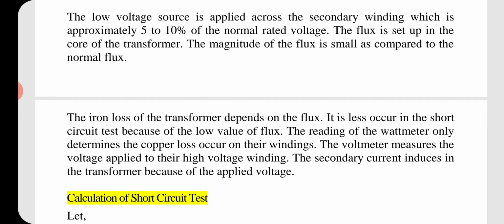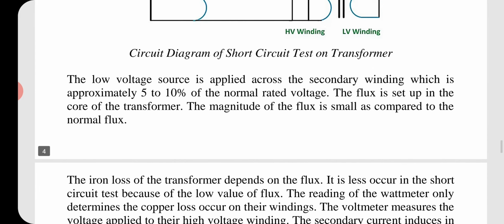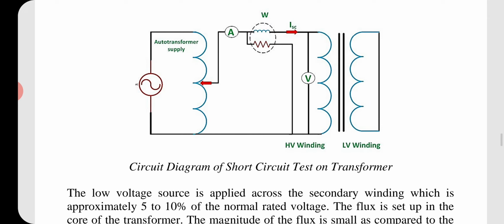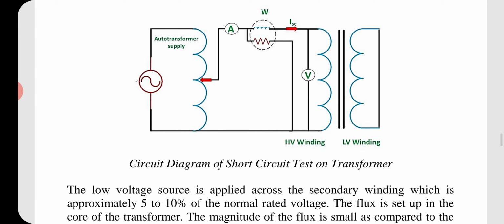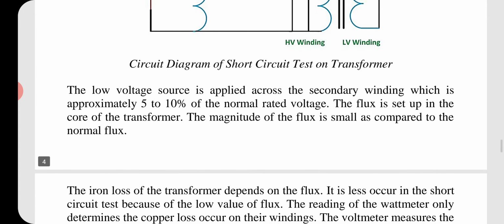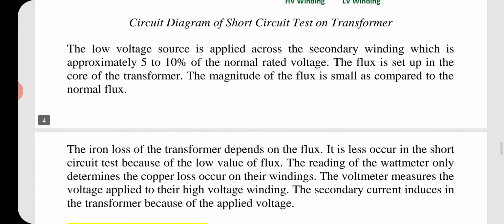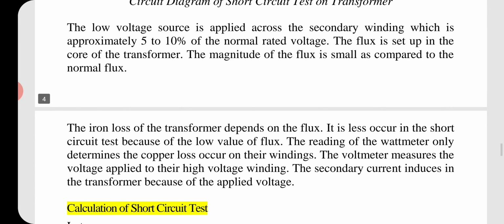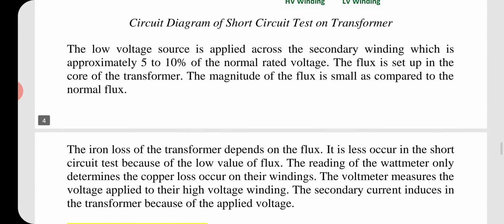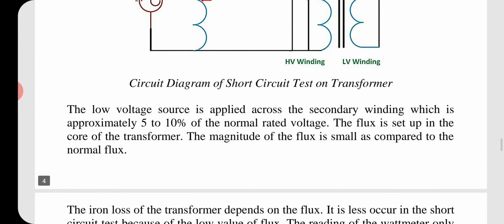Iron loss of the transformer depends on the amount of flux which is set up in the core. It occurs less in the short circuit test because of the low value of the flux. The reading of the wattmeter only determines the copper loss that occurs in the winding. The voltmeter measures the voltage applied to the high voltage winding. The secondary current is induced in the transformer because of the applied voltage.